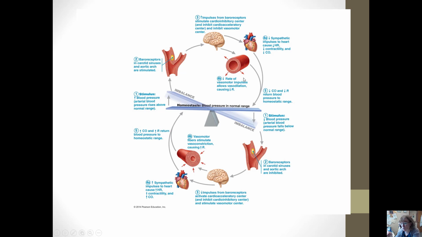But what if these act too much? Or you lay down, or you do something that decreases your mean arterial pressure and the stimulus of the baroreceptors. So it falls below normal range, and the baroreceptors are inhibited.